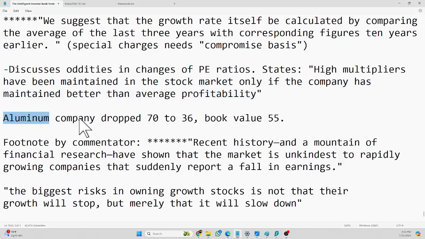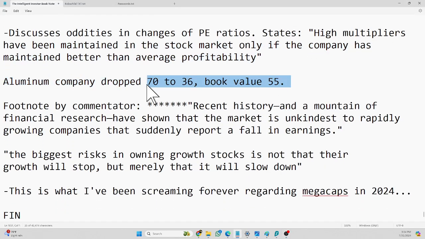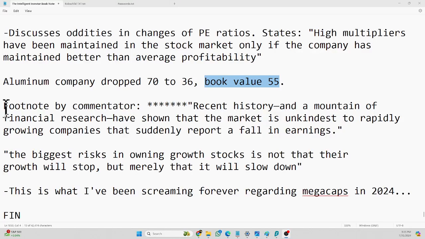But anyway, let's just get through the chapter. The aluminum company drops from $70 a share to $36 a share, all while the book value was actually 55. So this would be like Nvidia losing over, well, in this case, 50% of its value, going below whatever its book value is, which would probably be more like 80-90% at this point to go below its book value. The point is that such a solid company trading below its book value is kind of ridiculous, and obviously a good opportunity to invest, I think.